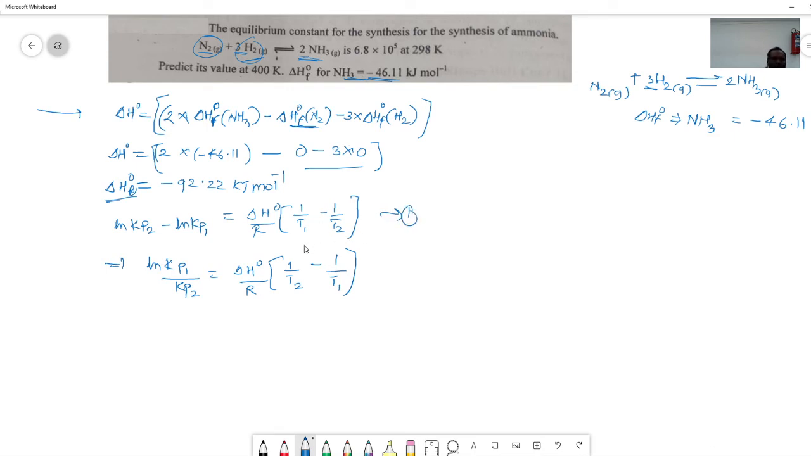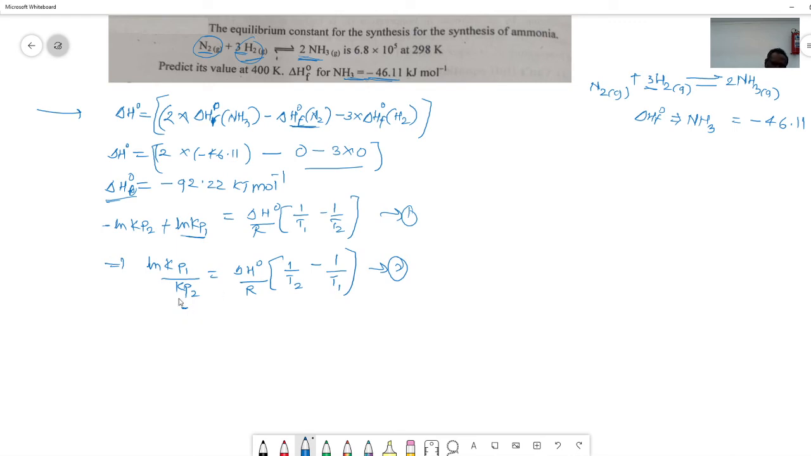What have we done? We have multiplied by a negative sign. Therefore, with the negative sign multiplication, this term comes out to be positive and this comes out to be negative. This term goes to this side and this term goes to this side. This term will be positive and this term will be negative, so we have written 1 upon T2 minus 1 upon T1. Again, this equation can be rearranged. How can we rearrange? That is ln Kp1 divided by ln Kp2, since it is the negative way. Suppose this is equation number 2. We have just rearranged this equation.